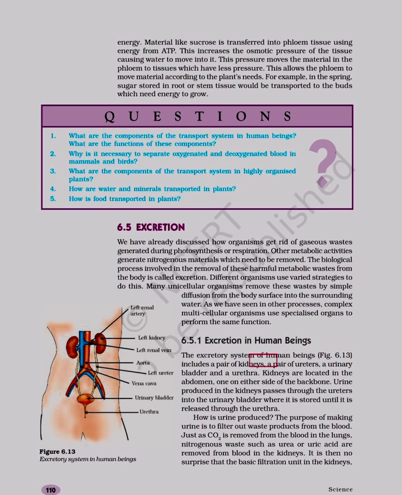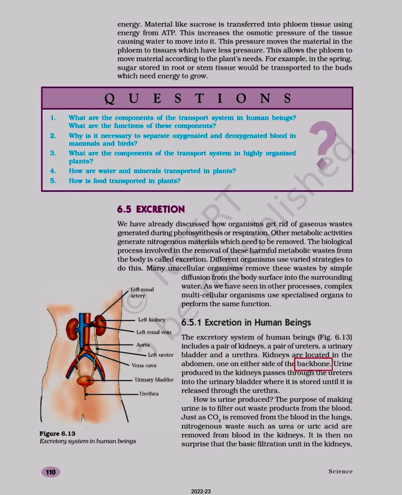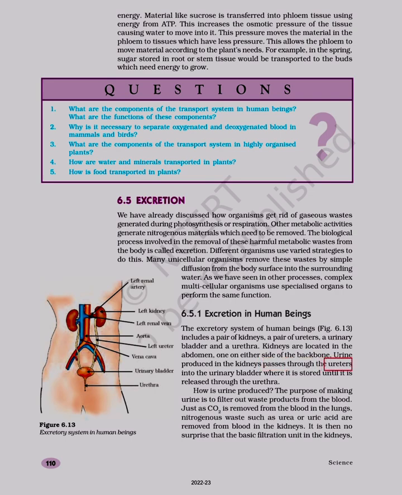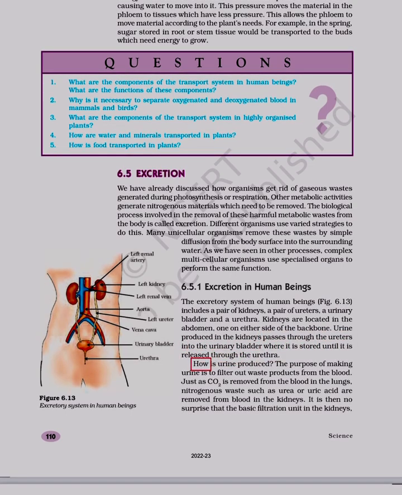Figure 6.13 includes a pair of kidneys, a pair of ureters, a urinary bladder and a urethra. Kidneys are located in the abdomen, one on either side of the backbone. Urine produced in the kidneys passes through the ureters into the urinary bladder where it is stored until it is released through the urethra. How is urine produced?